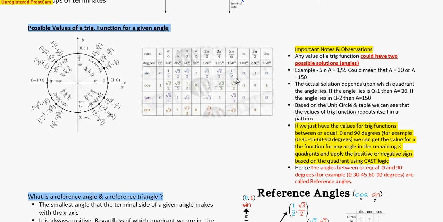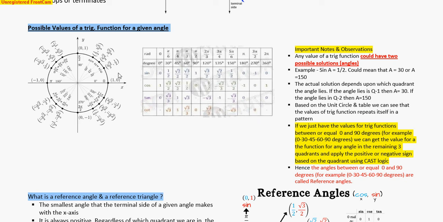So if someone just gives you this portion, sine A is equal to half, and not the rest, how can you tell whether A is 30 degrees or A is 150 degrees? Because for any given sine value, there could be two angles or two solutions that are possible. How would you know that? The way you will know is, you have to figure out where the angle lies. You have to see the clue or the hint in the question, or you have to ask yourself, have they given me anything to tell where the angle lies?